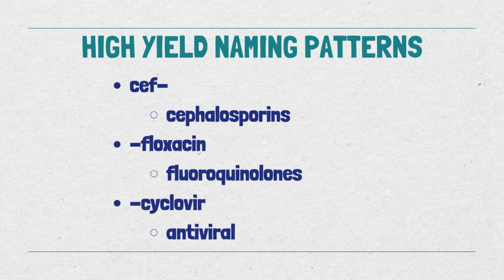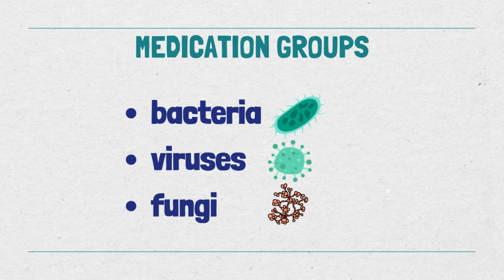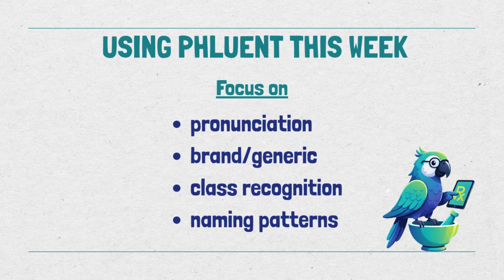So these are some of the high yield naming patterns that I mentioned. If it starts with ceph, it's a cephalosporin. And if it ends in floxacin, it's a fluoroquinolone. If it ends in cyclovir, it's an antiviral. Again, we talked about bacteria, viruses, and fungi today. So you need to be able to see any of the medications I talked about and classify them as one of these three.